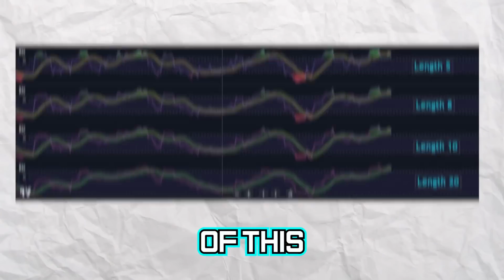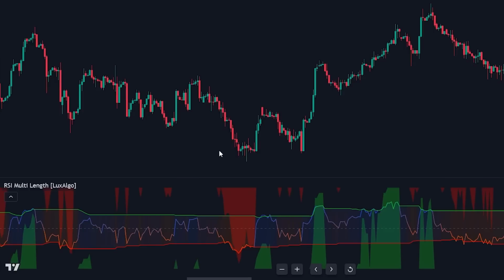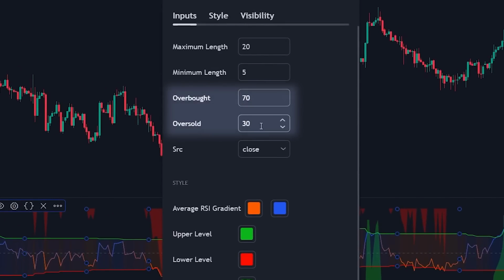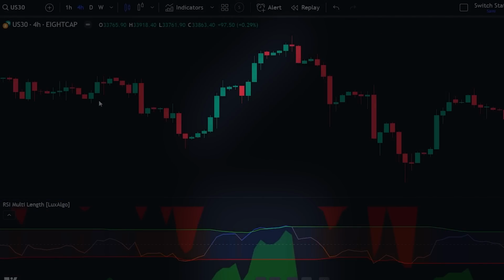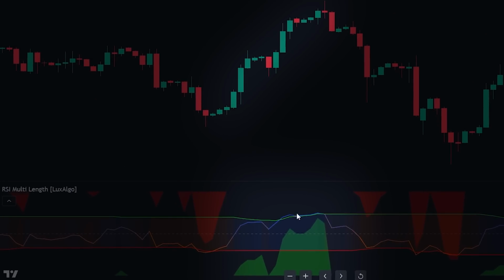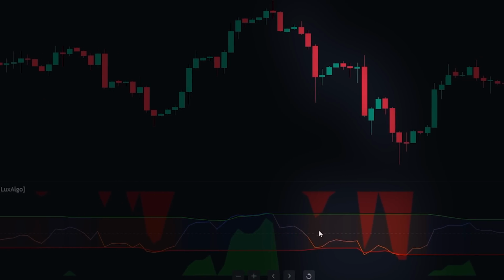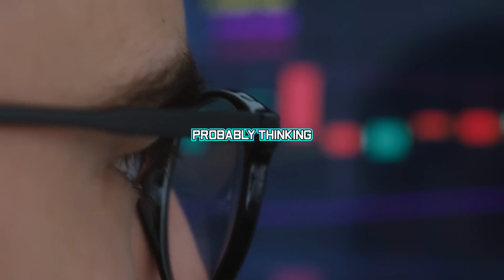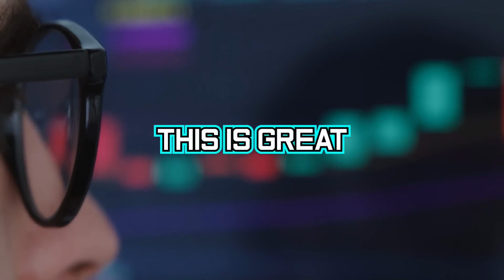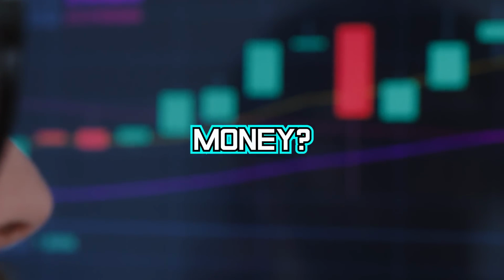This significantly improves workflow. So instead of this, you now have this. You also have the option to adjust the levels being used to determine if it's overbought or oversold. The green area shows visually how overbought those periods are, and the red shows how oversold. At this point, you're probably thinking, yeah, this is great and all, but how does this make me money?